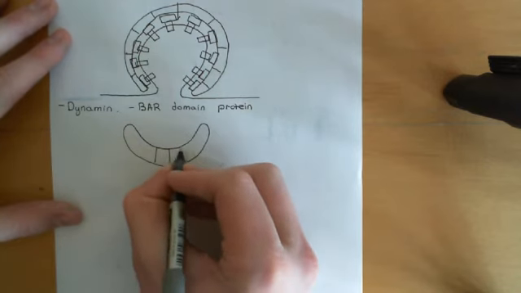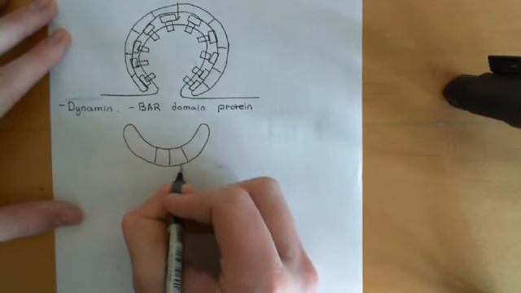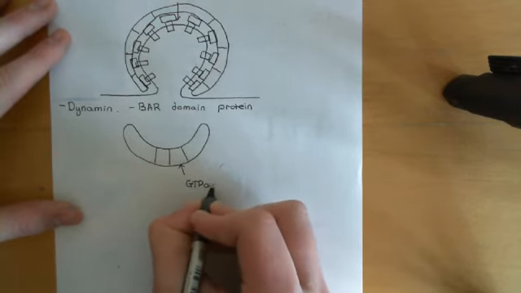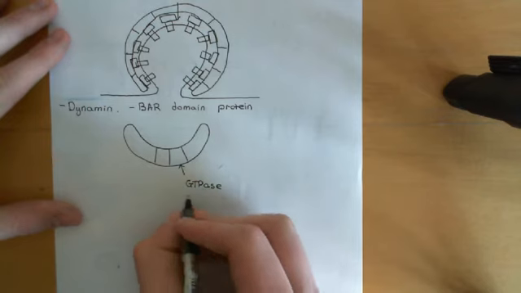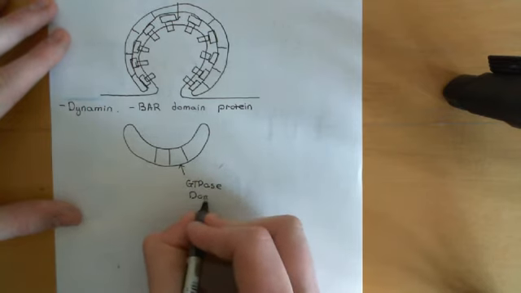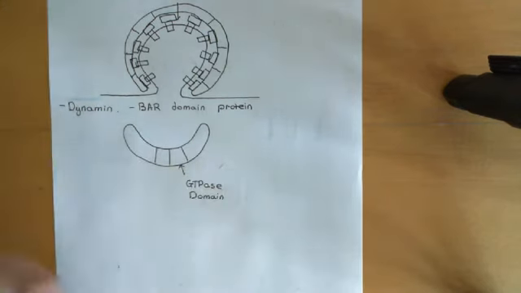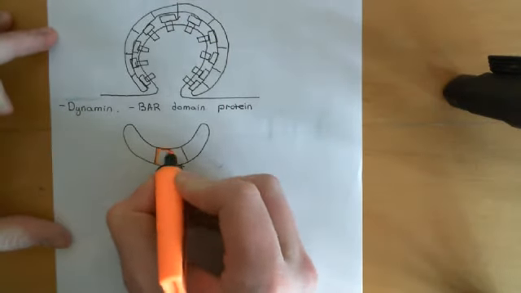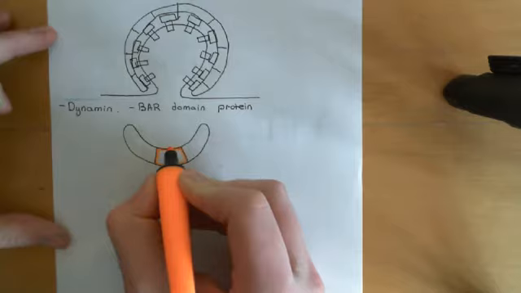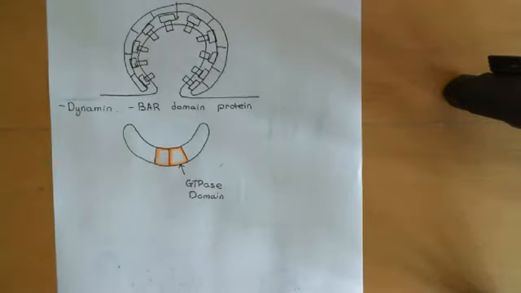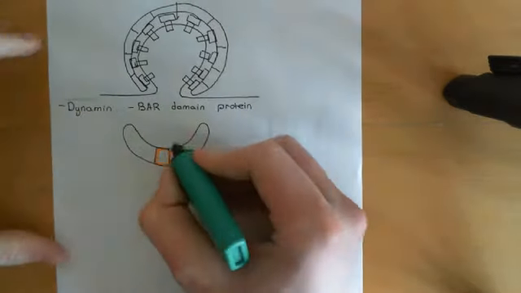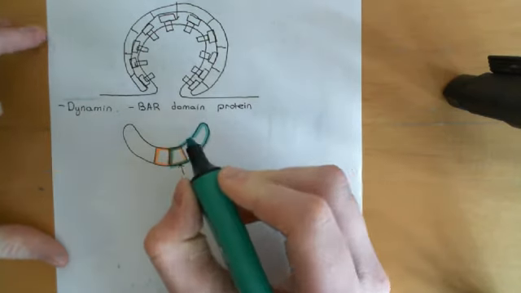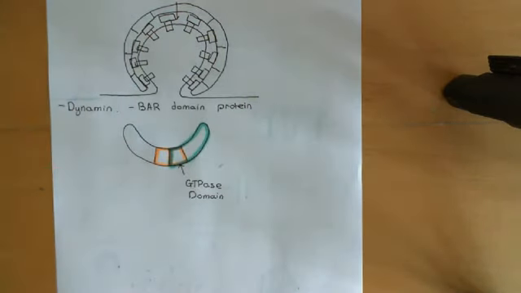Now near the center here, they actually have a domain that's known as the GTPase domain. Okay, and this is capable of hydrolyzing GTP down to GDP and inorganic phosphate. Okay, right, so let's colour this in. So here is the GTPase domain of each one of the dynamin monomers. And then here is the rest of the protein. So what I'm now circling in turquoise is one dynamin monomer.